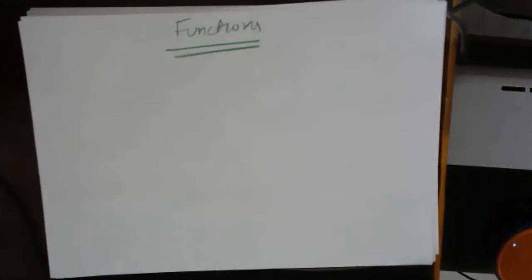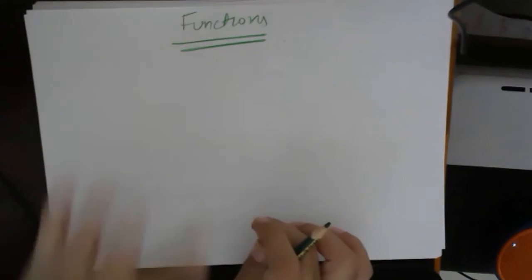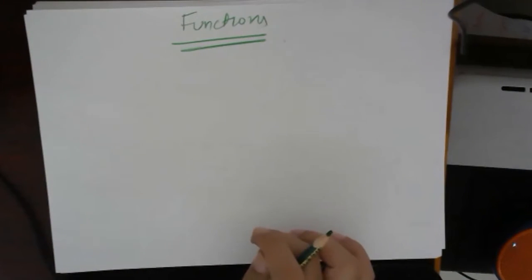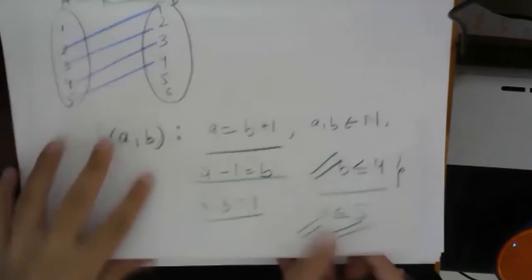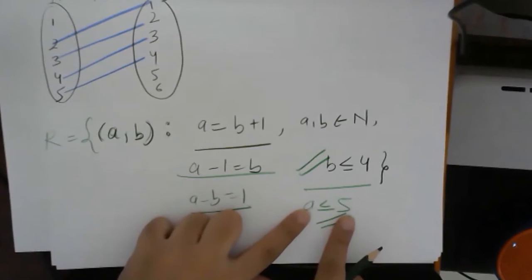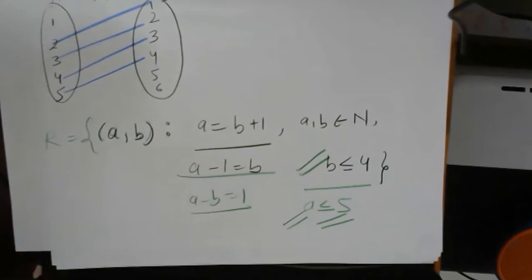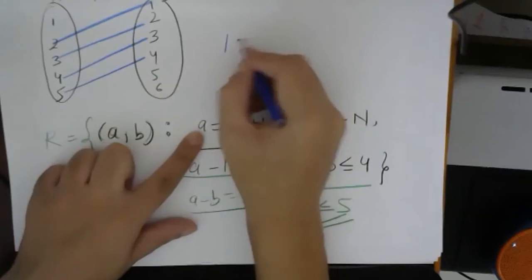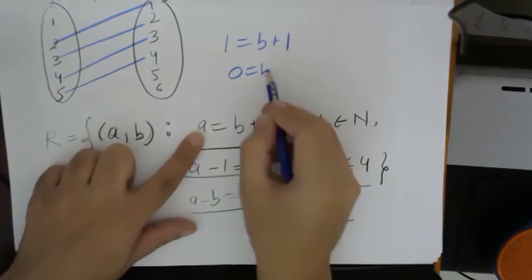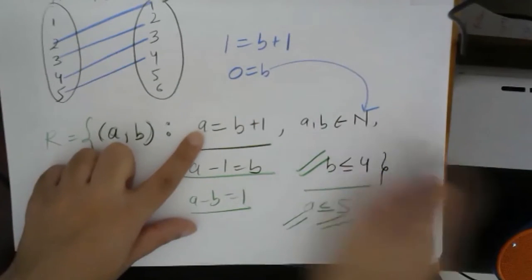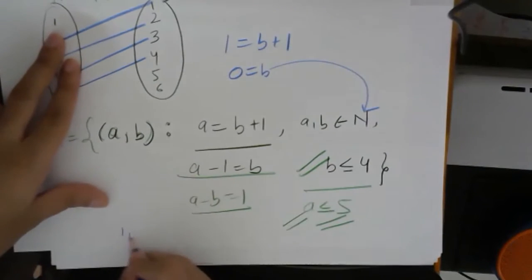Now it is very important to listen very carefully, because there are only two conditions for a relation to become a function. If A is less than equals to 5, A can be 1 also. Let's take A equals to 1. When A is equals to 1, 1 is equals to B plus 1. So B will become 0. But B belongs to natural numbers. That means A cannot take one value. (1, 0) will not be an element.